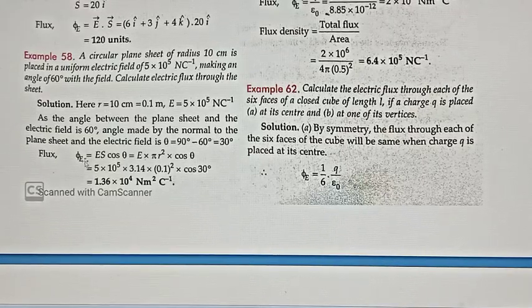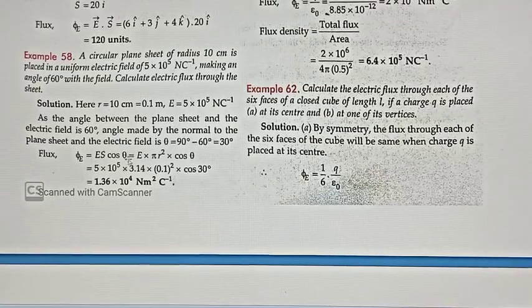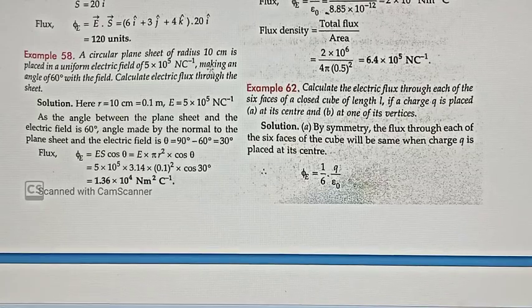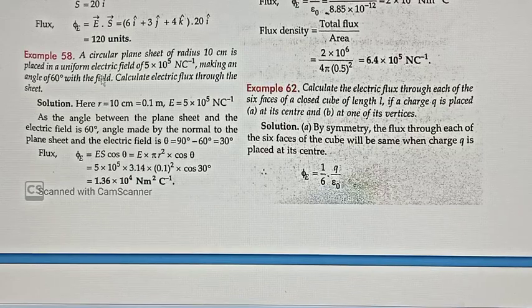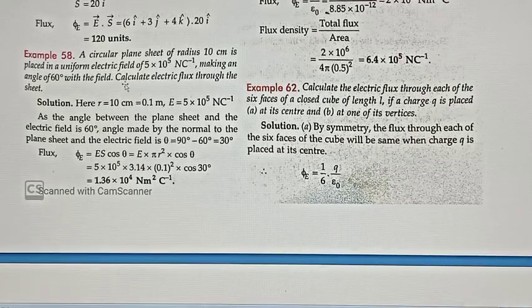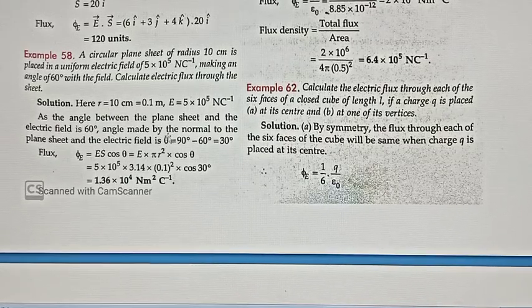Now you see again we have to use phi equals ES cos theta. But what is theta? Theta is the angle between the area vector and the electric field. But here, the angle given is the angle between the direction of the electric field and the plane sheet. But you have to find the angle between the area vector and the electric field vector. So definitely the angle between the area vector and the electric field vector is 90 minus 60, which is 30 degrees.